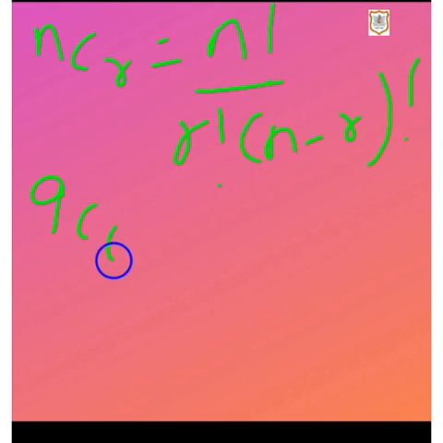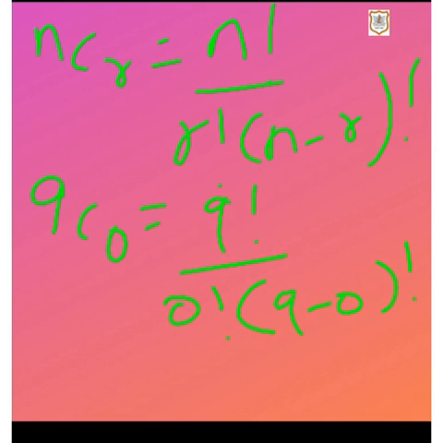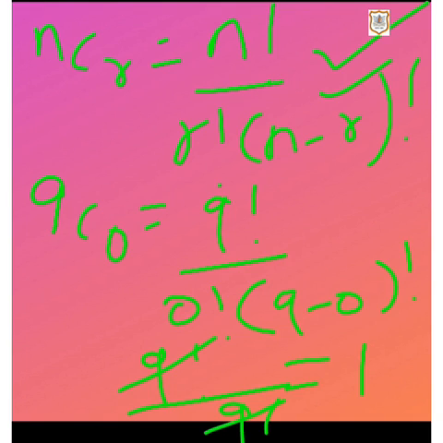Here we have studied the formula nCr is equal to n factorial upon r factorial into n minus r factorial. So let's put the values here. The question is 9C0. So 9 factorial upon 0 factorial, 9 minus 0 factorial. This will be 9 factorial upon 9 factorial. So 9 factorial and 9 factorial will be cancelled, and it will remain 1. Hence it is proved that nC0 is always 1 as per this formula. So the second result is proved.